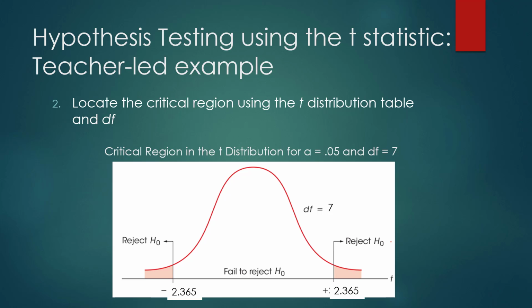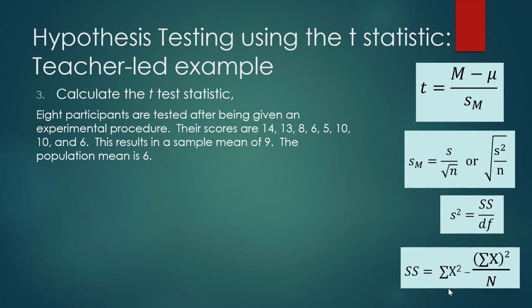So here, that's what this is showing you: 2.365 is our critical T for degrees of freedom of 7. So again, this is our critical region out here and our critical region out here. These boundaries are defined by our critical T, plus and minus 2.365. So now we need to calculate that T statistic.